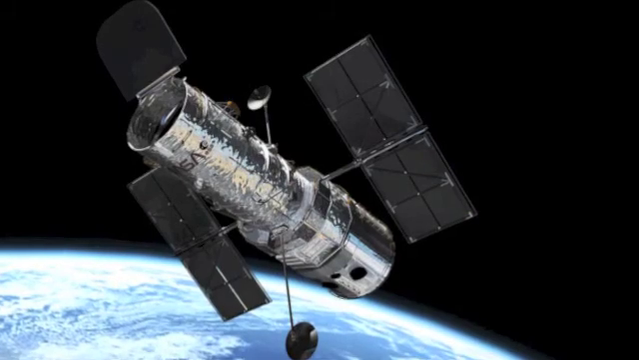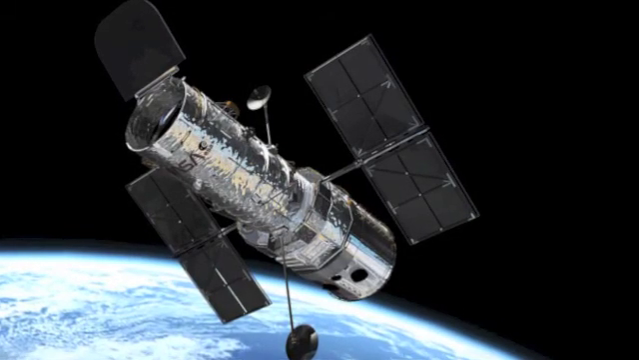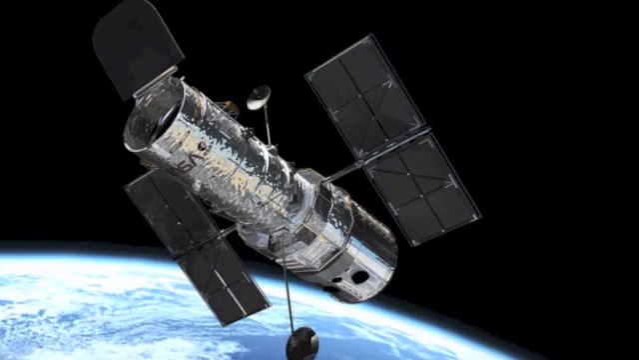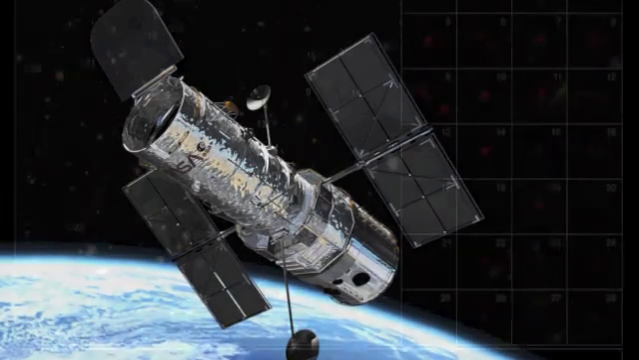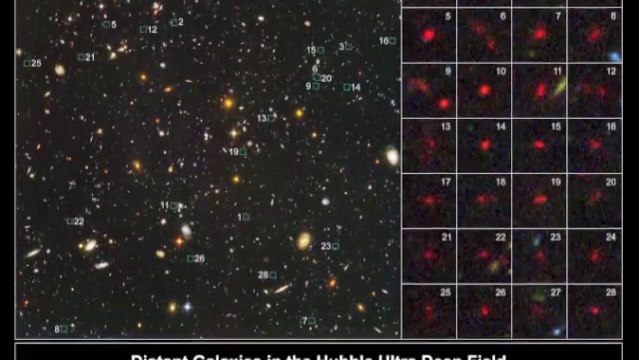The Hubble Space Telescope is a device that allows us to see into outer space. This image of the Hubble Ultra Deep Field shows 10,000 galaxies.